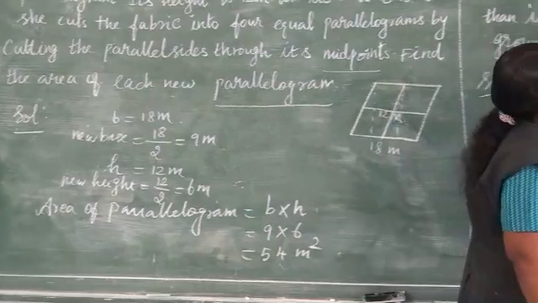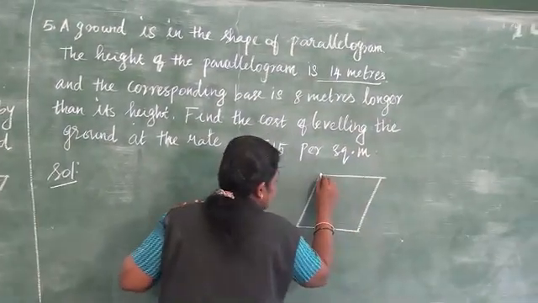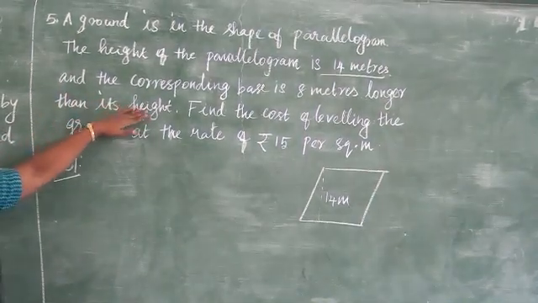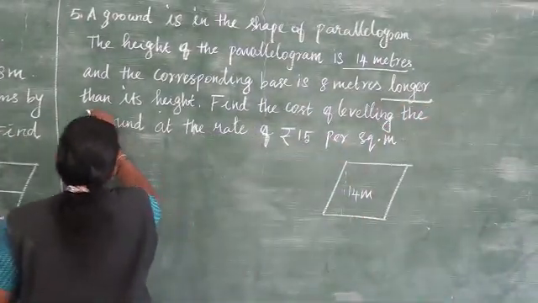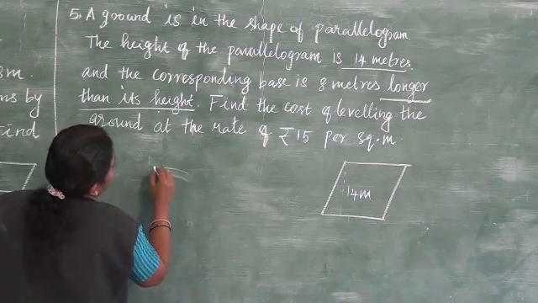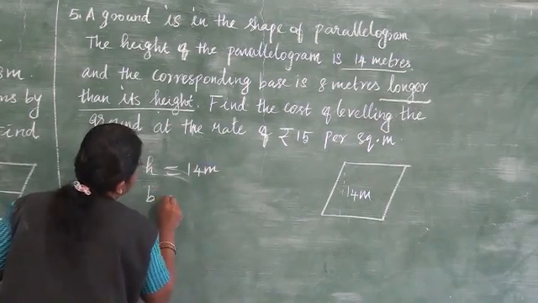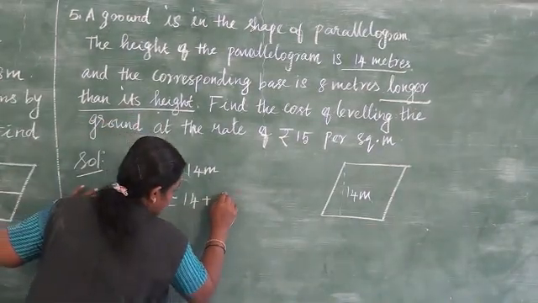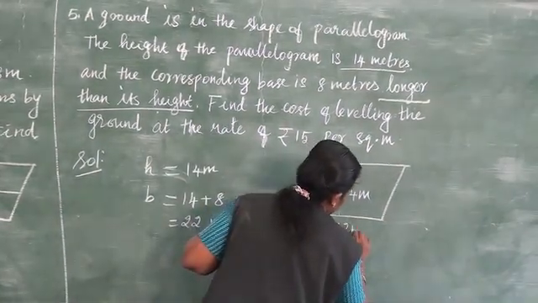A ground is in the shape of a parallelogram. The height of the parallelogram is 14 meter. What is the height given to us? 14 meter. And the corresponding base is 8 meters longer than its height. You should underline the words longer than its height. Height equal to 14 meter. Base is 8 meters longer than its height. So, 14 plus 8. Now, base is 22 meter.